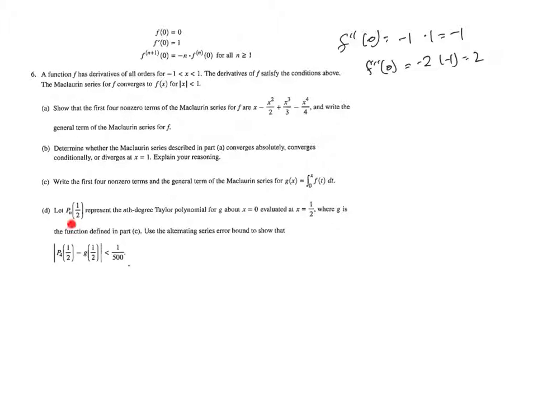And then let p sub n of 1/2 represent the nth degree Taylor polynomial for g about x equals 0, evaluated at x equals 1/2, where g is the function defined in part C. Use the alternating series bound to show that the error there is going to be less than 1/500. So again, you're going to have to use the whole idea. It's nice because it is an alternating series. It's not dealing with Taylor's theorem on this one, where you have to determine where it's the maximum. Alternating series remainder is easy to do, especially in a non-calculator section.